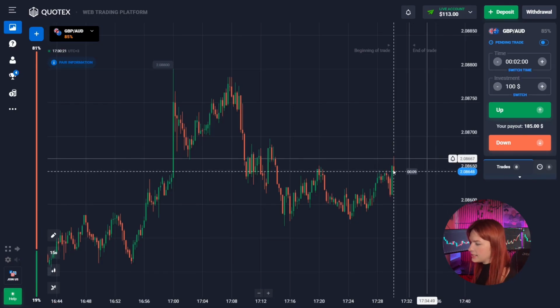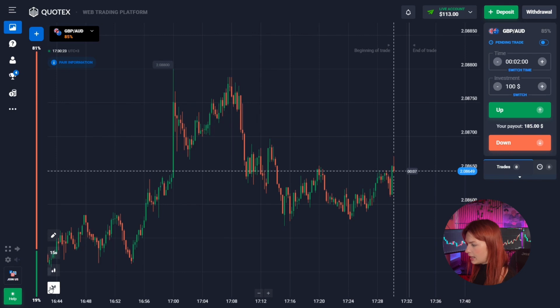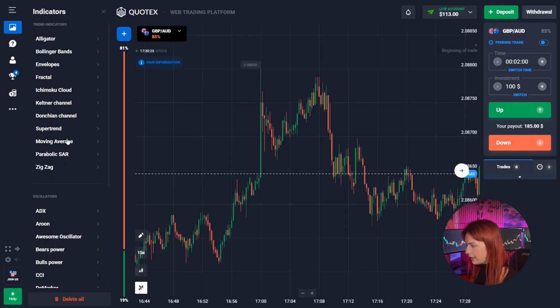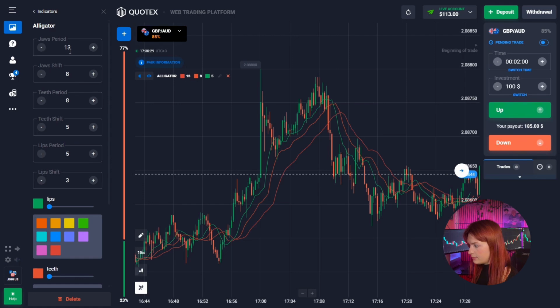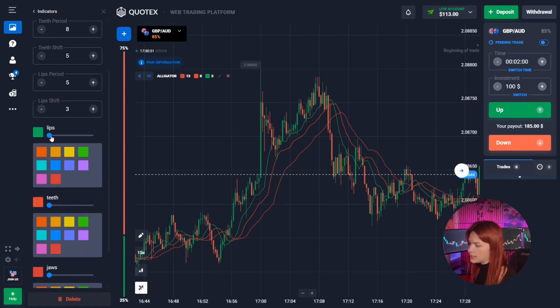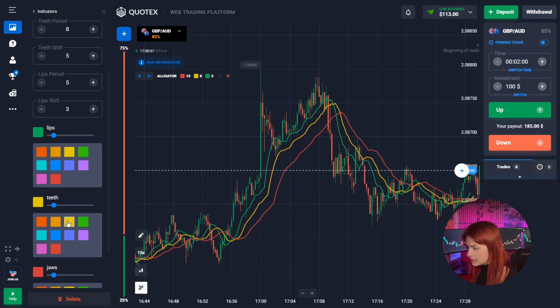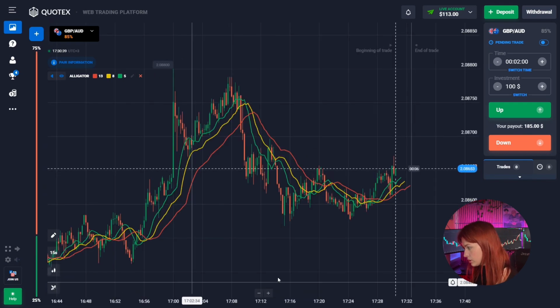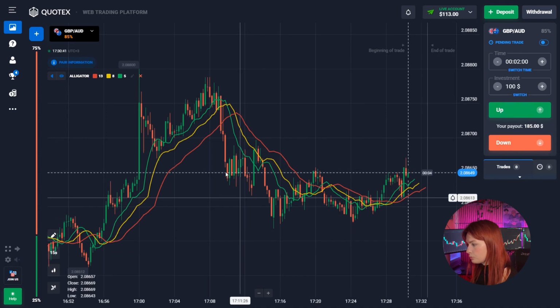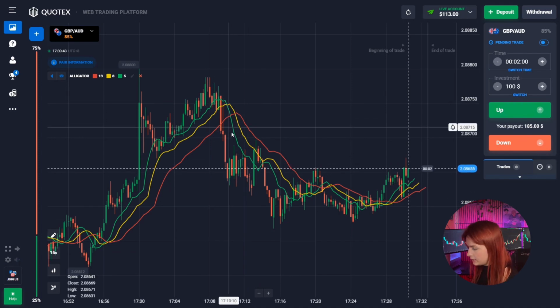Now I'm going to tell you more about the Alligator Indicator. Let's connect the indicator we need. To do this, I go to the Tools tab at the bottom of the screen, and on the left I select the Alligator Indicator. I immediately make all the lines thicker and give them different colors for a better display on the chart. As you can see, the indicator has appeared on the screen and it consists of green, yellow and red lines.